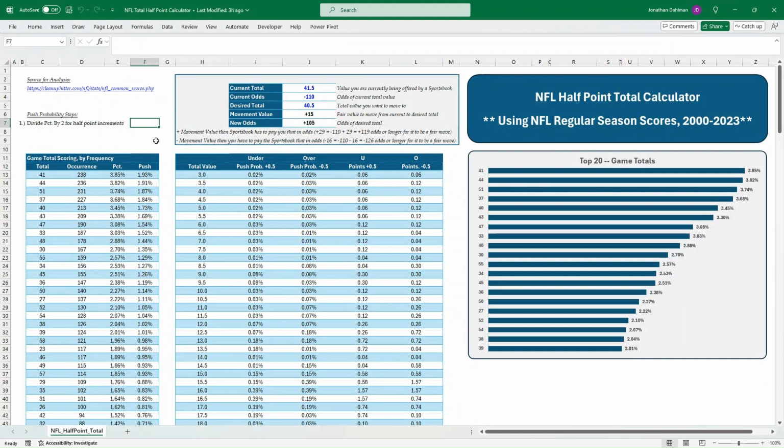In this video, you'll learn how to use this 100% free NFL over-under half-point calculator tool.